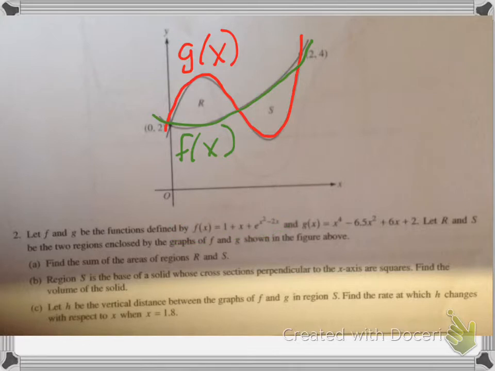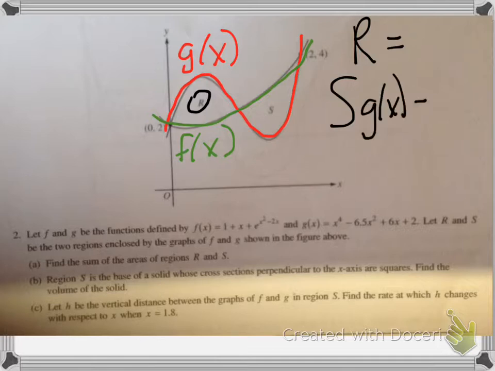Alright, I don't like this green, so I'm getting another color. Let's go for black. Alright, find the sum of the areas of the regions R and S. So we're going to find the area of R, find the area of S, and then you just add them together. For the area of R, it's just going to be the integral of the top minus the bottom. R is located right here. So the top is the green, which is g of x, minus the bottom, which is f of x, dx.